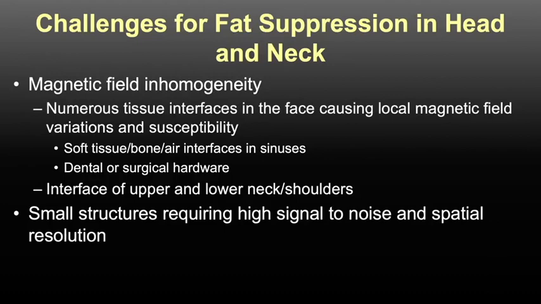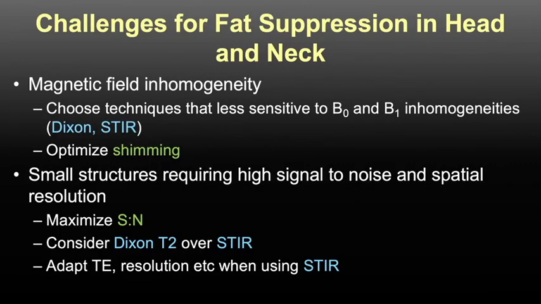And furthermore, because you're imaging anatomy of different calibers between your head and the neck, and then the neck and the shoulders, those anatomic variations will all cause magnetic field inhomogeneities. Furthermore, you're looking at, in general, small structures that require high signal-to-noise ratios and good high spatial resolution.